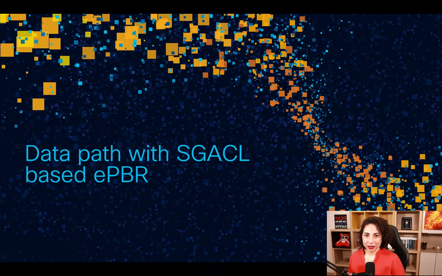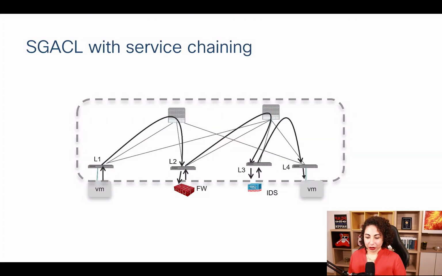Okay, so now we are going to check the last part of this presentation, which is the data path with the SGACL-based ePBR. For this, we are going to consider this drawing that we have already seen in the previous slides. We have two VMs, 10.10.10.10 and 20.20.20.20, and we have a firewall and an IDS in the middle. Now, again, and I believe I'm saying it 10,000 times in this presentation, this is not supported yet. Meaning the chaining, we cannot do it yet, but the global ID is still the same.